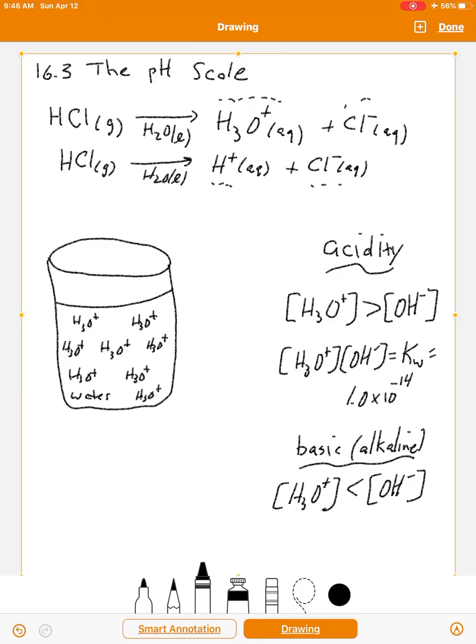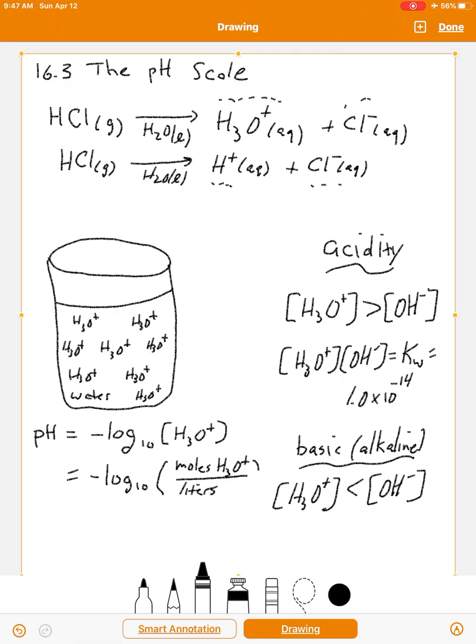Now, I've shown you the two equations. What we can do is a calculation of these concentrations. And so I'm going to define something called pH, the potential of hydrogen. It's going to be based on a logarithmic function: the negative log base 10 of the hydronium concentration. Now let's remind ourselves about concentration. This would be the moles of hydronium divided by the number of liters of solution. Moles over liters is concentration, or molarity. You may be familiar with the Richter scale used for earthquakes. The Richter scale is also a log base 10.